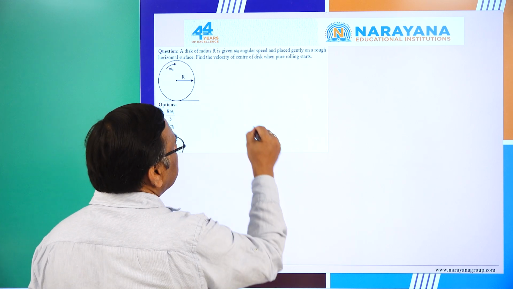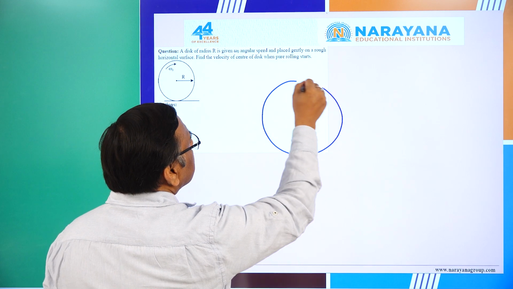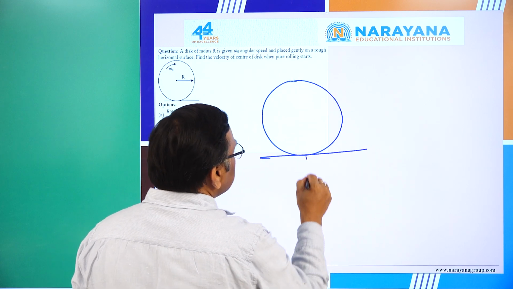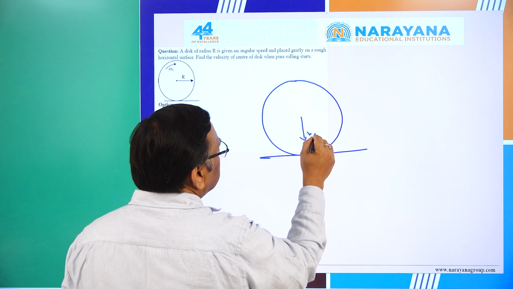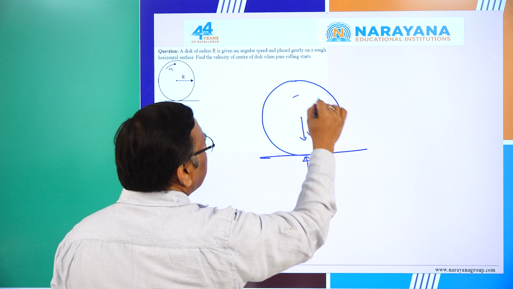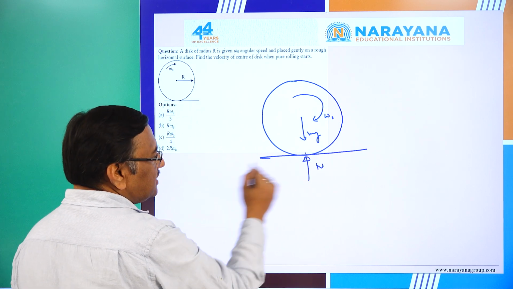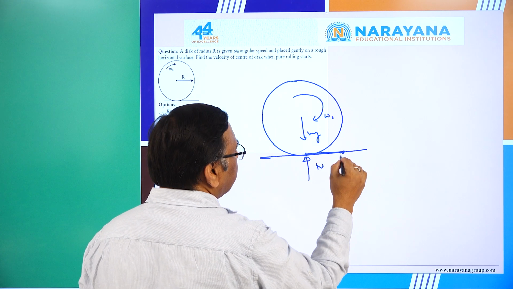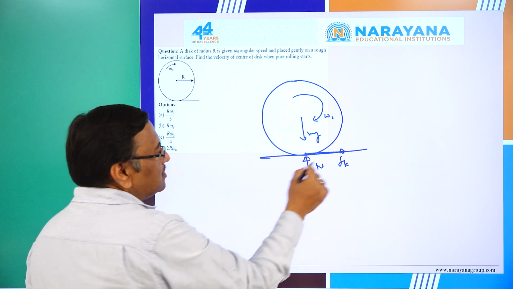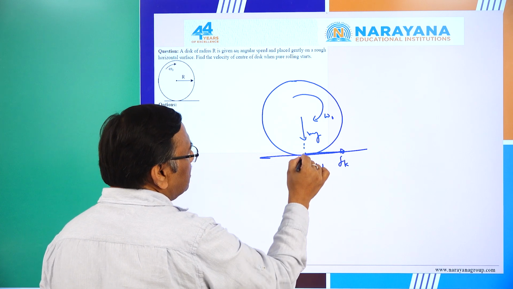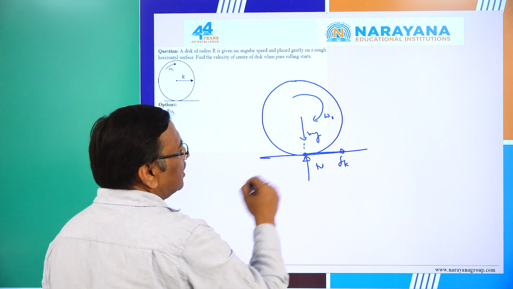If I redraw the diagram here, in this case, there is a normal reaction from the ground. There is a weight of the body, mg. As the body is given an angular velocity omega naught in this manner, this lowest point has a velocity in the left hand side direction, so there is a frictional force in forward direction, and that is going to be your kinetic frictional force. Since kinetic frictional force, normal reaction and weight, all of them are passing from this point of contact, torque about the point of contact is going to be 0.